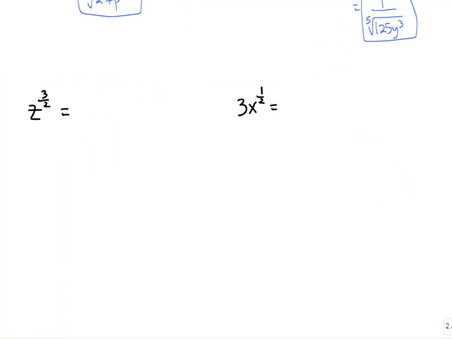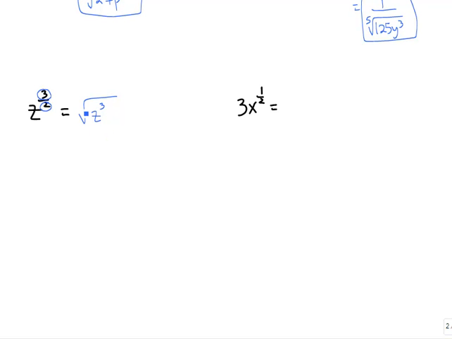Okay, next example. z to the 3 halves. So this time, again, our base is a variable. So when I do my radical, I want a square root here. And the z is going to go underneath, and then the power on top was a 3, so I'm going to put that power underneath my radical, so this becomes the square root of z cubed.